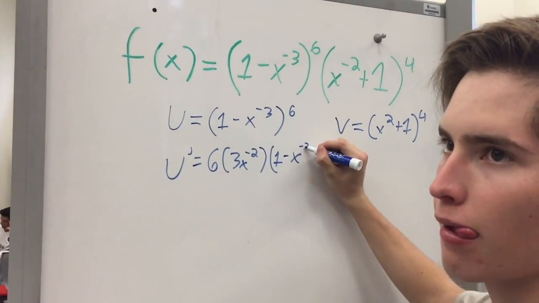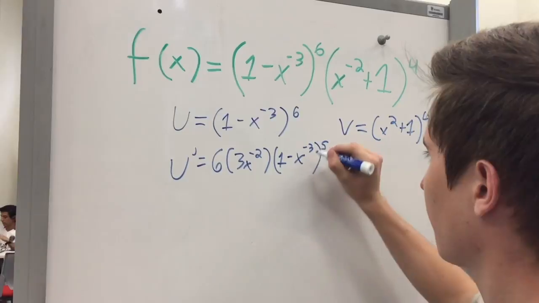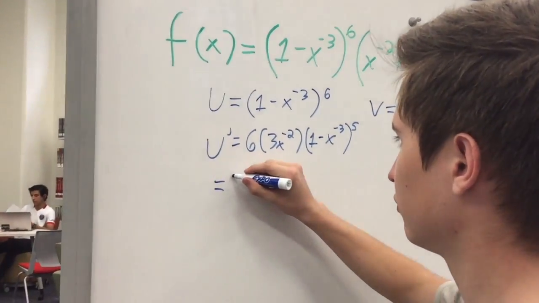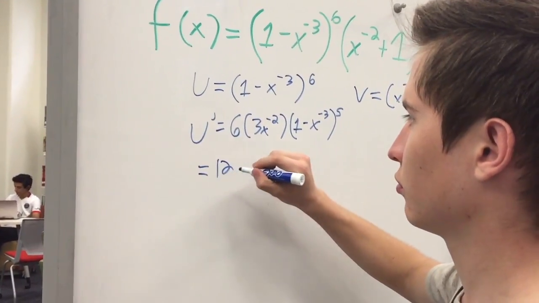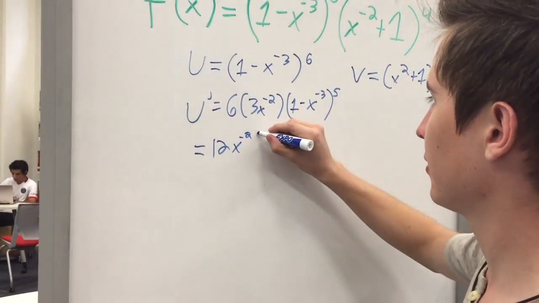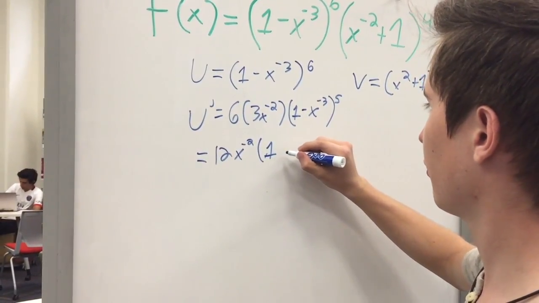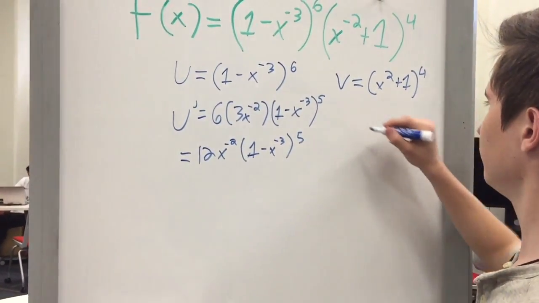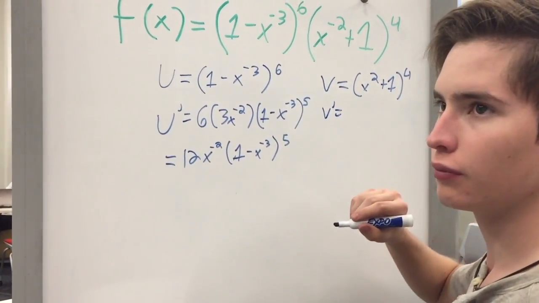We multiply 6 times 3x to the negative 2 and we leave the (1 minus x to the negative 3) elevated to the 5th power alone, and we finally get the prime of u, which is 12 times x to the negative 2 times (1 minus x to the negative 3) to the 5th power.